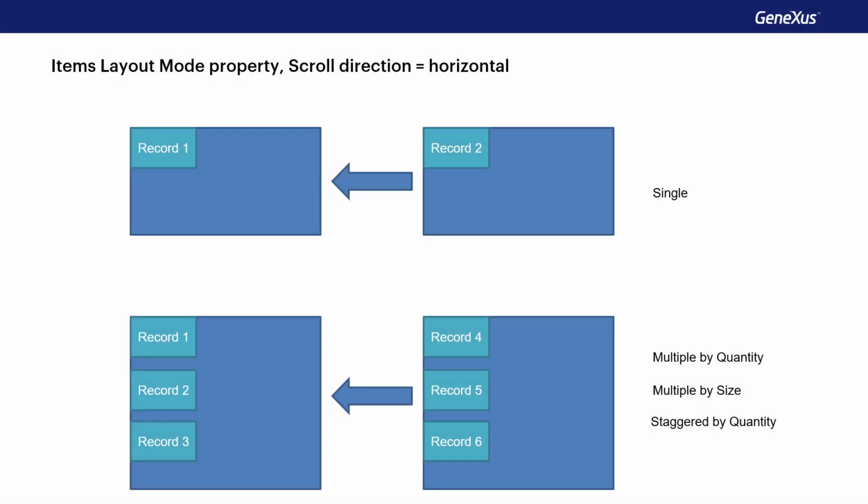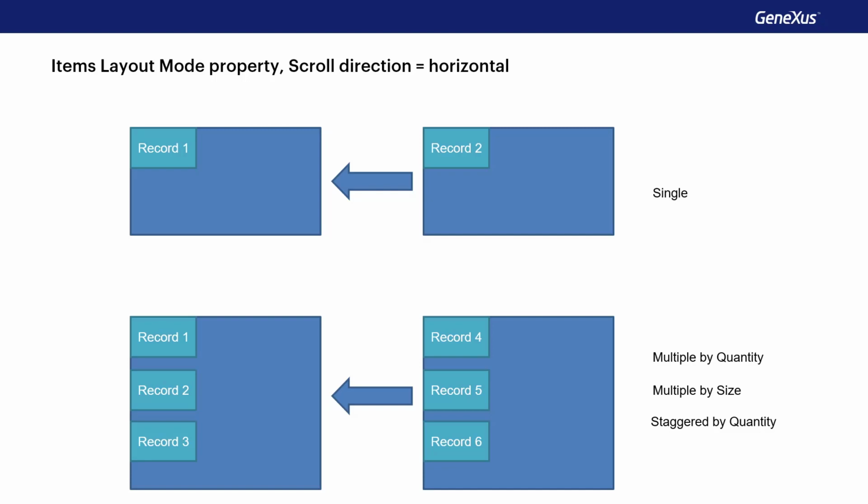In summary, in the standard grid, smart grid, if scrolling is horizontal as in our example, we can define how many records we want to see per column. In other words, within the same column downwards. But we'll always view one column at a time.